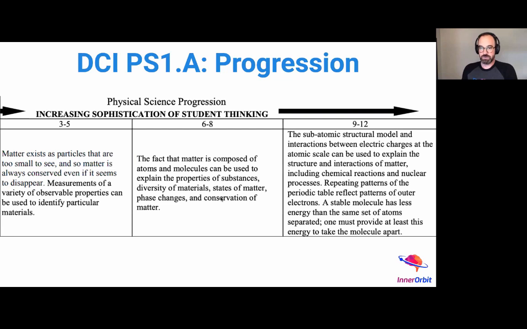In 9-12, we get into subatomic structures, interactions between electrical charges, etc. It gets much more complicated, and in 9-12, we start to talk about the periodic table. If you're talking about the periodic table before 9-12, that's something that students should only be going over as they learn about electrical fields and subatomic particles, etc.